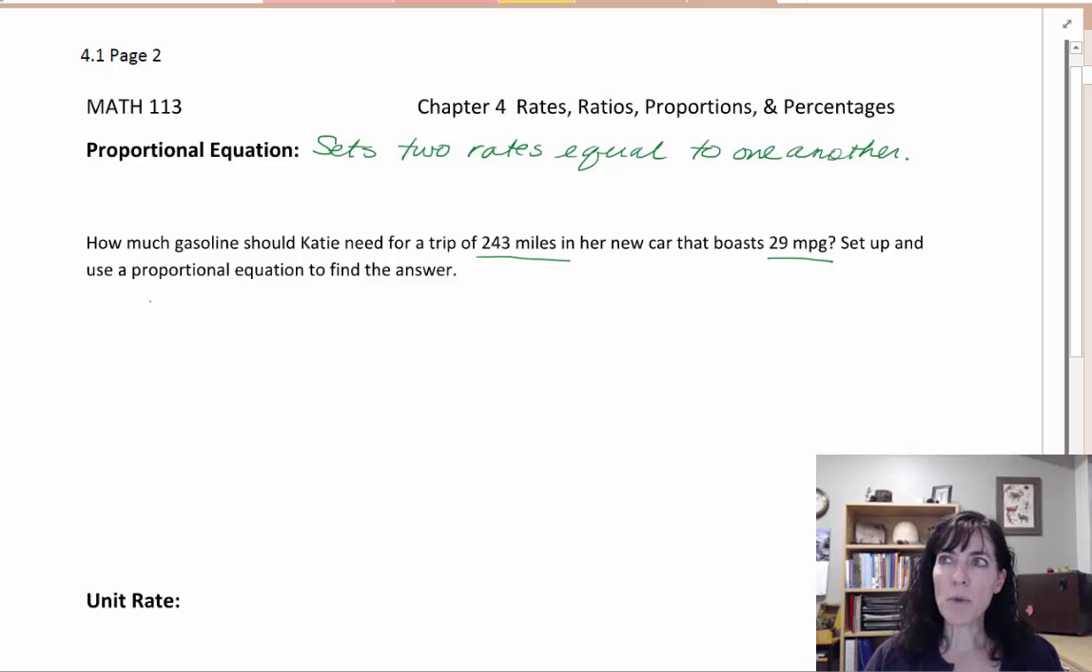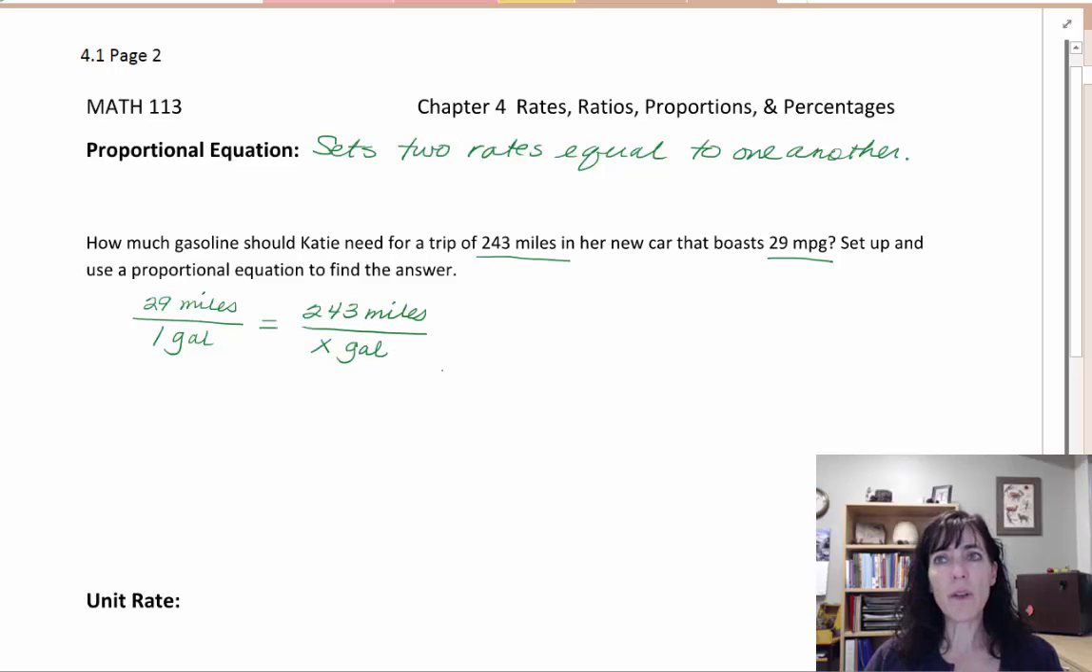So we'll look at her 29 miles per gallon, and so I think of it as 29 miles per 1 gallon, and then I want to set that equal to some number of miles per some number of gallons. Well, I know she wants to drive 243 miles, so I'll put the 243 miles on top for the numerator, and then the number of gallons for the denominator I don't know, so I'll just put an x gallons down here.